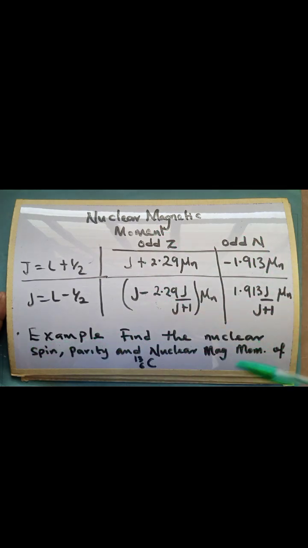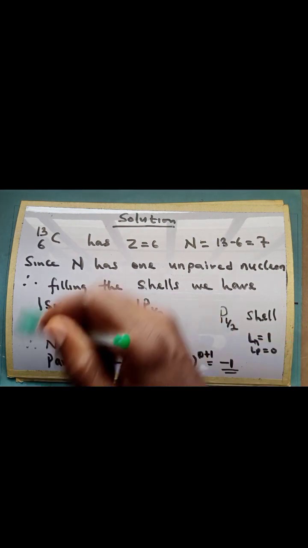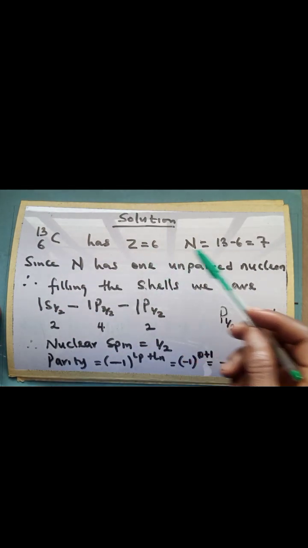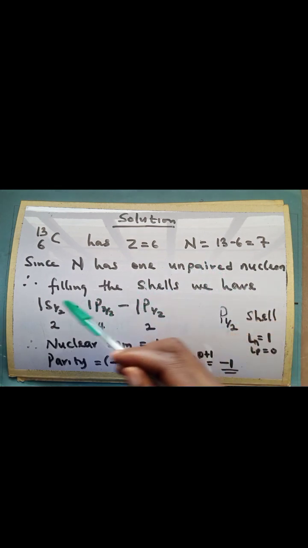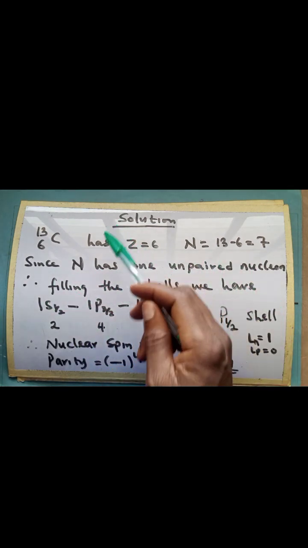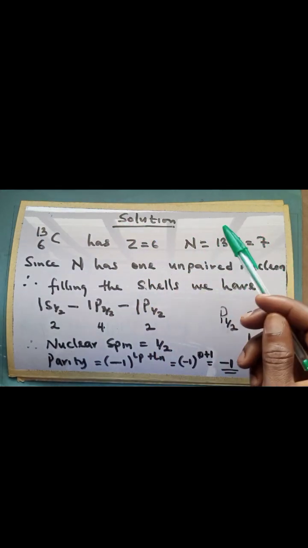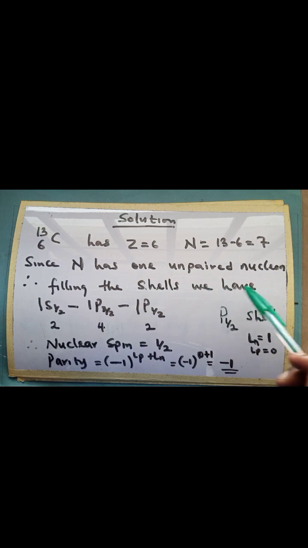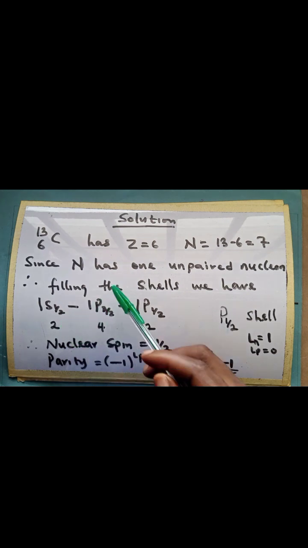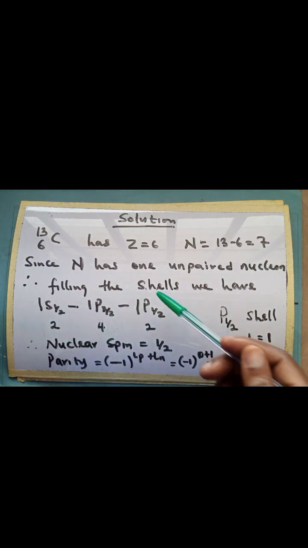So let's look at a typical example. Find the nuclear spin, parity, and nuclear magnetic moment of carbon-13. Carbon-13 has 6 protons and 7 neutrons. Since N has one unpaired nucleon, we won't use this one anymore; it is this one we'll focus on. Filling the shells, this one can take a maximum of 2 neutrons, then 4 neutrons, then 2 neutrons. Since we have 7, you fill this one and this one, which makes 6. The last neutron will occupy this one.